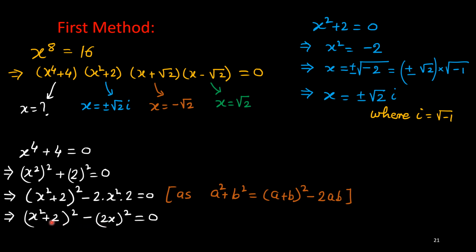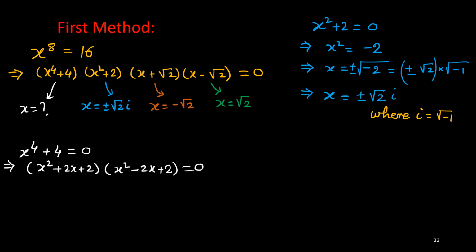Again it is a squared minus b squared form, so I can have two factors, a plus b and a minus b. Thus we can write x squared plus 2x plus 2, and the second one is x squared minus 2x plus 2. These are two factors, and their product will be 0. So this equation we can replace by these two factors. Now we need to solve it.